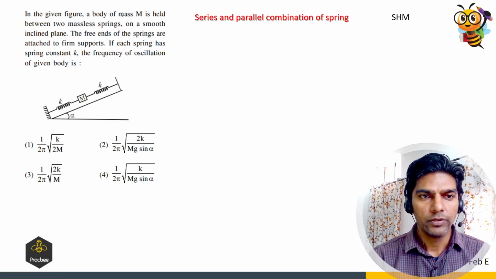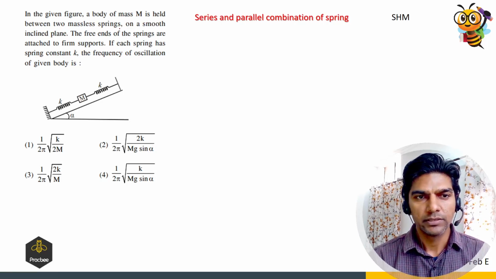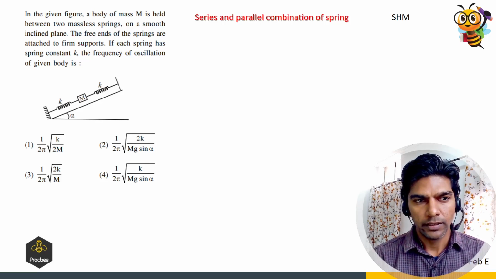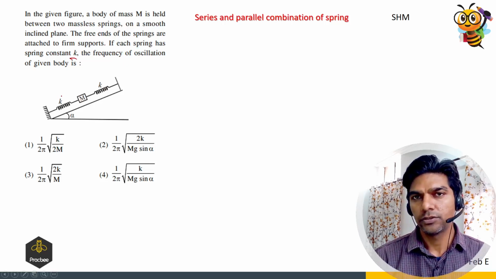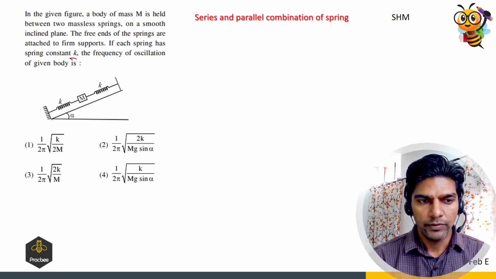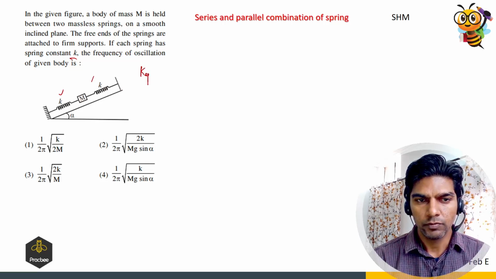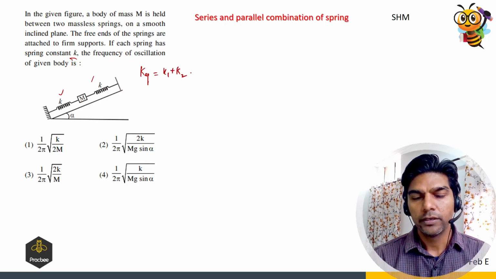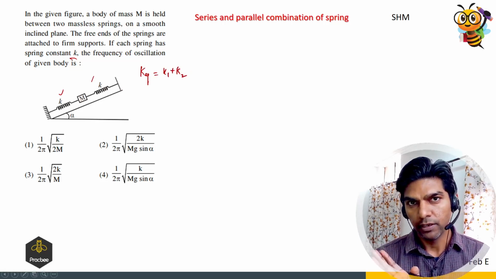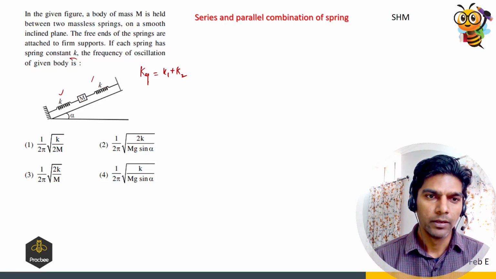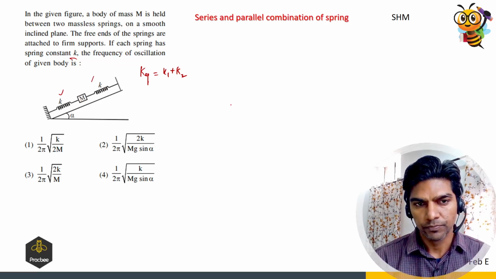Right, so in the given figure, a body of mass m is held between two massless springs on the smooth inclined plane. The free ends of the springs are attached to a firm support. If each spring has a spring constant K, find the frequency of oscillation of this body. So here we have this arrangement. We can say these two springs are in parallel combination, because in this case K equivalent comes out to be K1 plus K2. It doesn't matter whether the arrangement is inclined, horizontal or vertical. In all the cases the time period, or the frequency of oscillation, will come out to be the same.